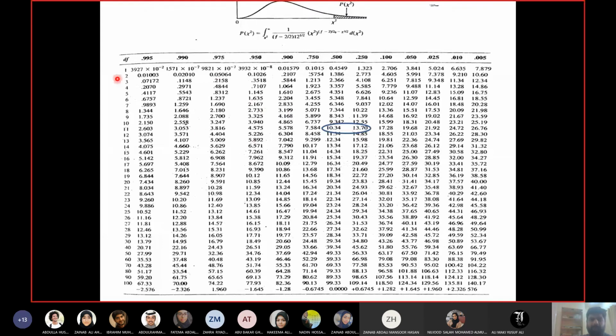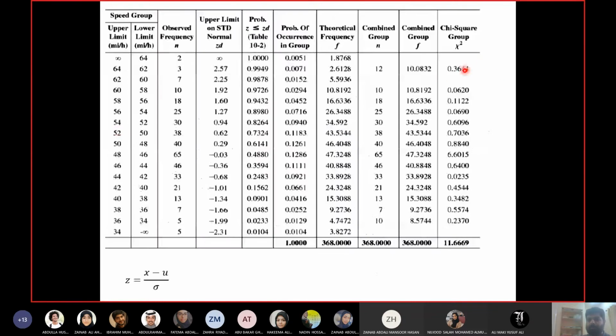Now, how do you calculate degrees of freedom? Degrees of freedom is the number of chi-square values you have, or the number of speed groups you have, because for each speed group you have a chi-square value, right? So the number of speed groups you have minus 3. Now I'm not talking about the initial speed groups. I'm talking after merging. Sometimes you may merge 2 groups, sometimes 3 groups, sometimes 4 or 5 groups. After merging, you count how many speed groups are left.